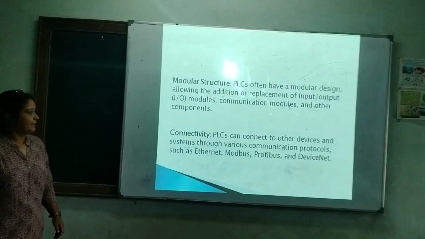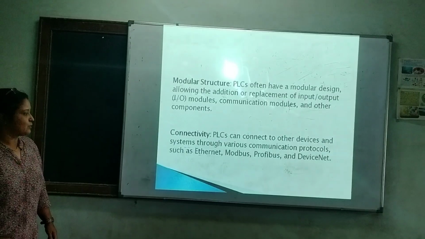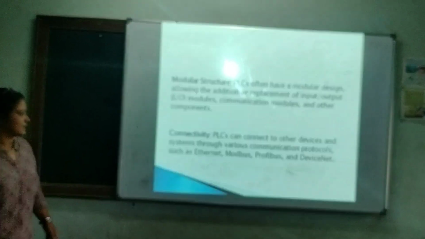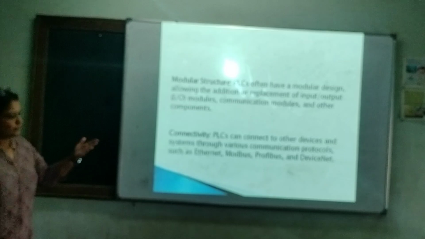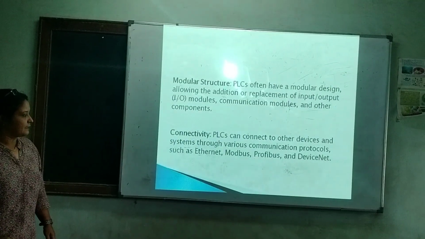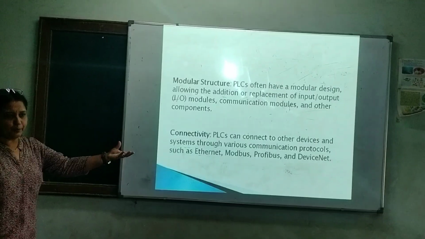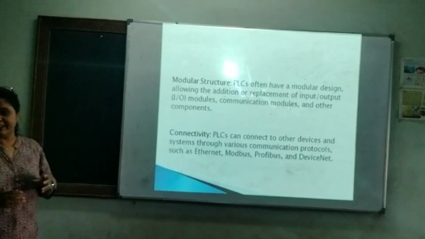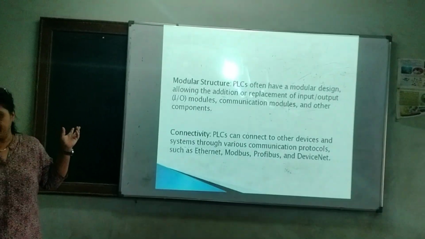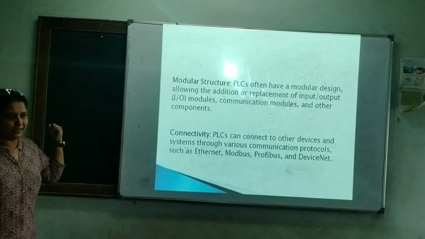Next is the connectivity. How can these PLCs be connected? They connect to other devices and systems through various communication protocols, such as Ethernet, Modbus, Profibus, and DeviceNet. These are some of the protocols used to connect the PLC to devices. Through these protocols, the PLC can be connected.